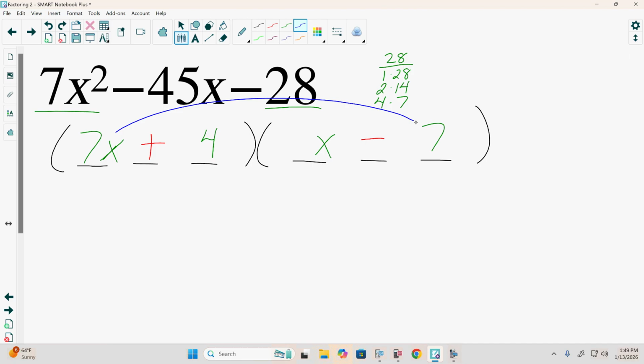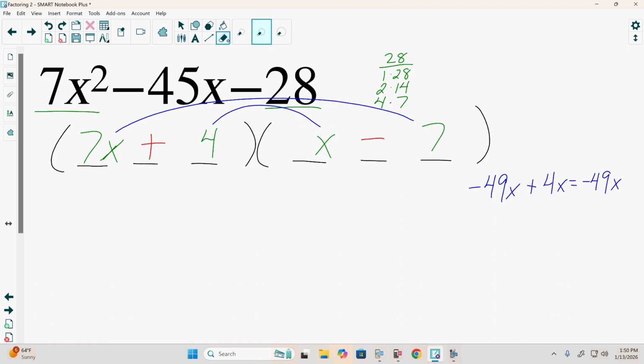7x times negative 7. 7 times negative 7 is going to give us negative 49x. Positive 4 times positive x is going to give positive 4x. Negative 49x plus 4x gives us, not 49x, gives us negative 45x. Because we're really looking at just negative 49 plus 4, which is negative 45. Is that the middle term we wanted? Yes.